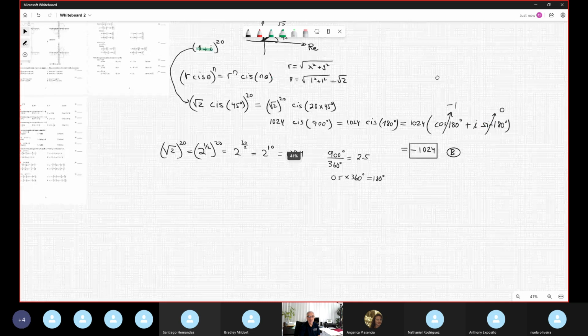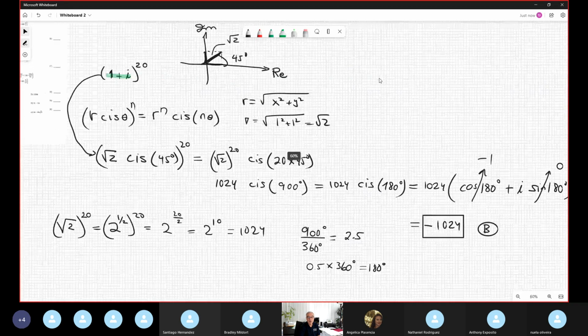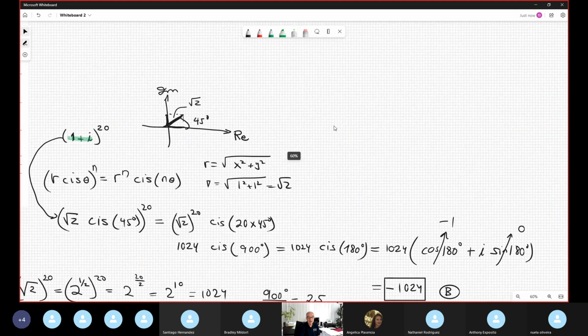What part you don't understand? Very well. The thing that I'm still confused about, Professor, is how we find the angle. Well, the angle, Nuela, I skipped that part because it's 45. Intuitively I say it's 45. However, the formula is theta equal tangent inverse of y over x.